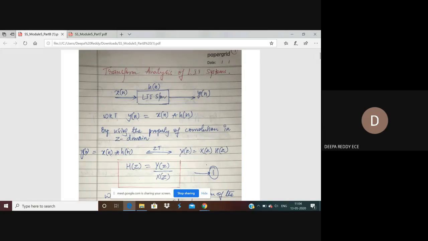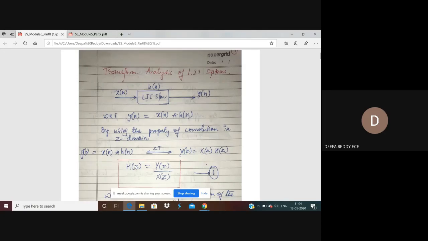Please note that convolution in the time domain becomes multiplication in the Z domain or in the Fourier domain. We have seen this in the Fourier transform also, where it becomes multiplication. So convolution in time is multiplication in the frequency domain or in the Z domain. So we can write H of z is equal to Y of z divided by X of z. So we get H as Y divided by X.